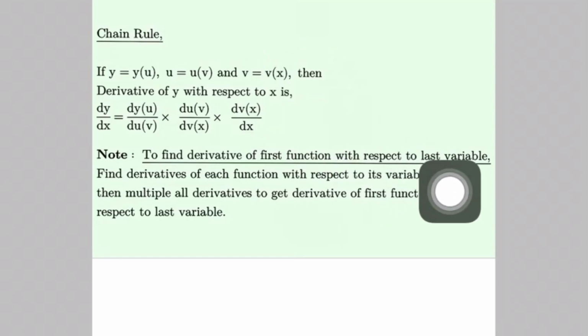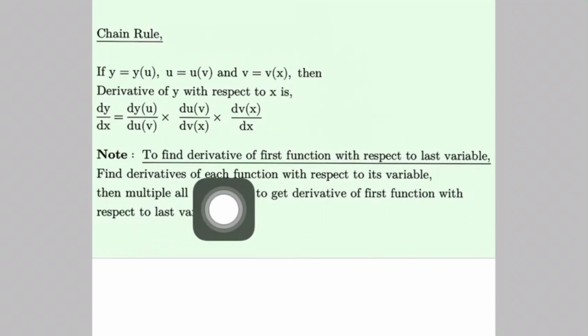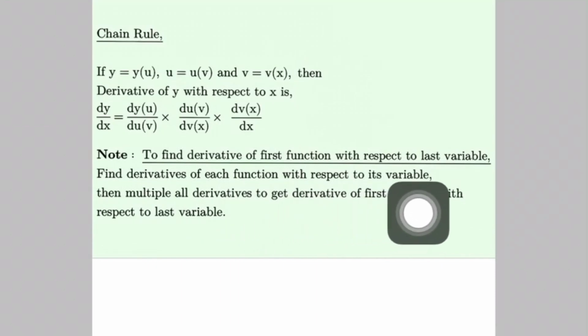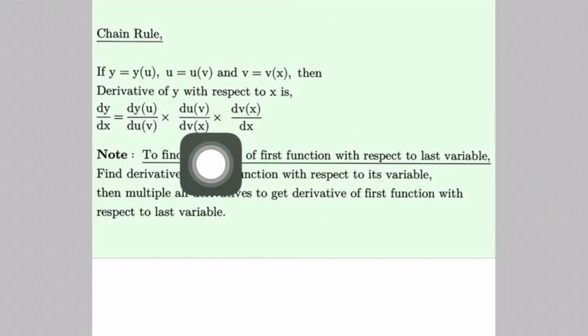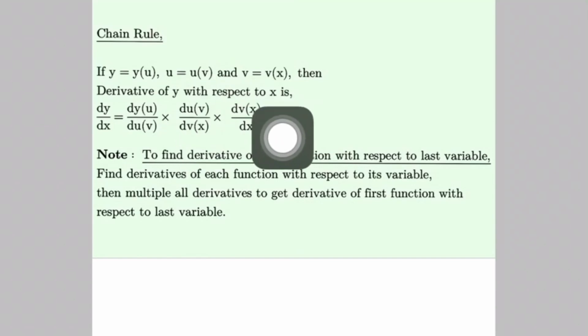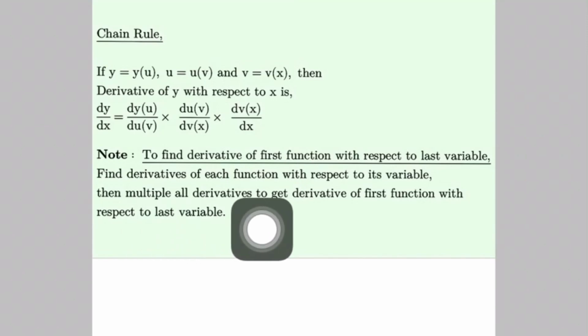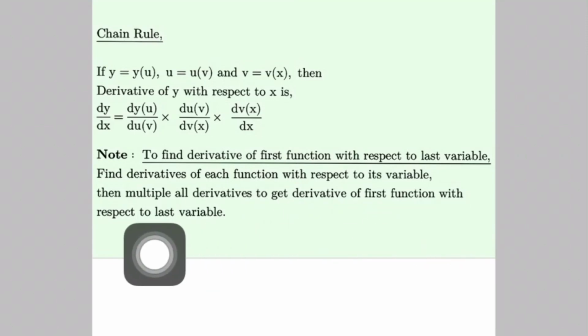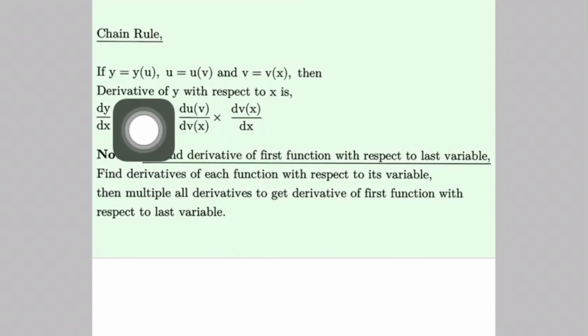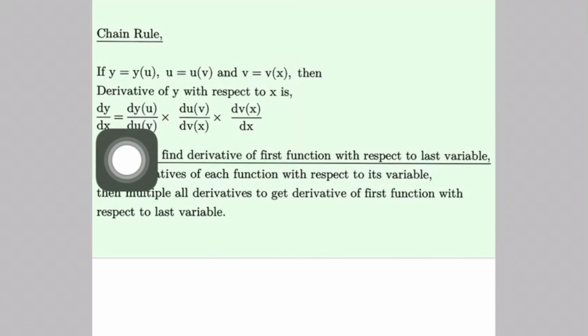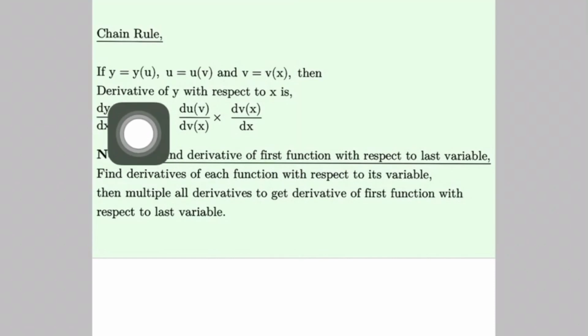For finding this derivative, what we have to do is find the derivatives of each function with respect to its variable. It means the derivative of function y with respect to its variable u, the derivative of function u with respect to its variable v, and the derivative of function v with respect to its variable x, and then multiply all the derivatives to get the derivative of the first function, y, with respect to the last variable, that means x. So dy by dx is equal to this term.